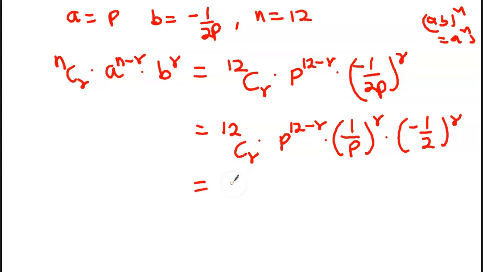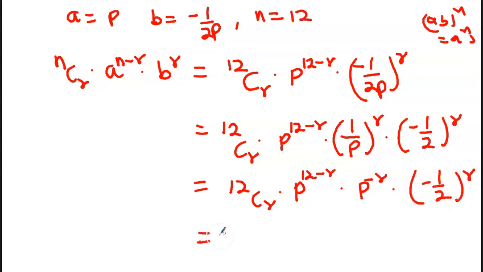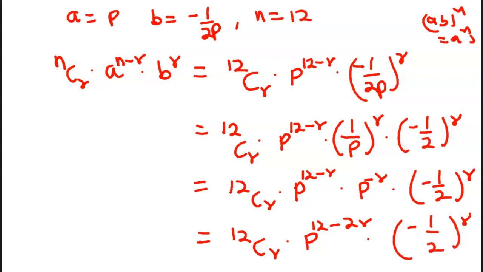So then 12 combination r times p raised to the power 12 minus r times, and this one we can rewrite by indices. Bring the power up, p to the power minus r, times minus 1 on 2 raised to the power r. So we have 12 combination r times. Now the bases are the same, so we can put them together. P to the power 12 minus r minus r, we have 2r, times minus 1 on 2 all raised to the power r.